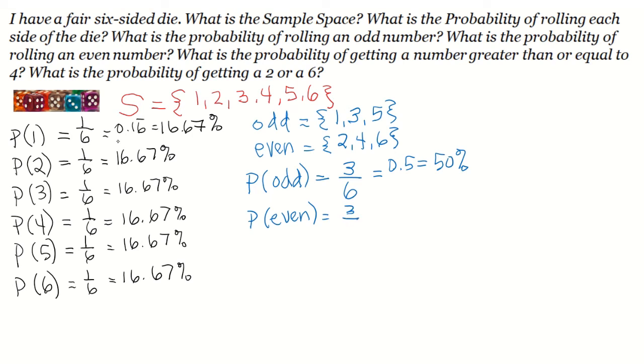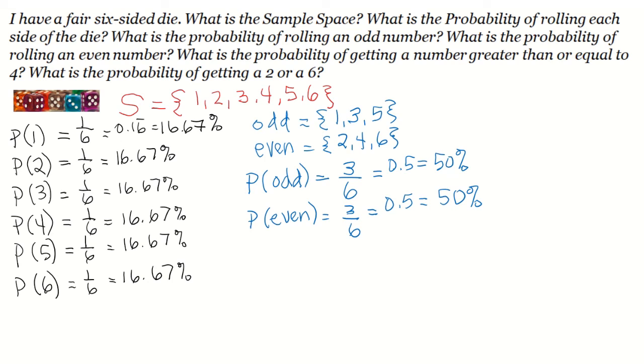We're going to do the same thing for the even. Once again, I've got 3 possible outcomes. I'm going to divide that by the total possible outcomes, and once again, that's going to give me 50%. So with this problem, I have a 50% chance of rolling an odd number and a 50% chance of rolling an even number. So our probability is 50-50 on whether we're going to roll an odd number or an even number.